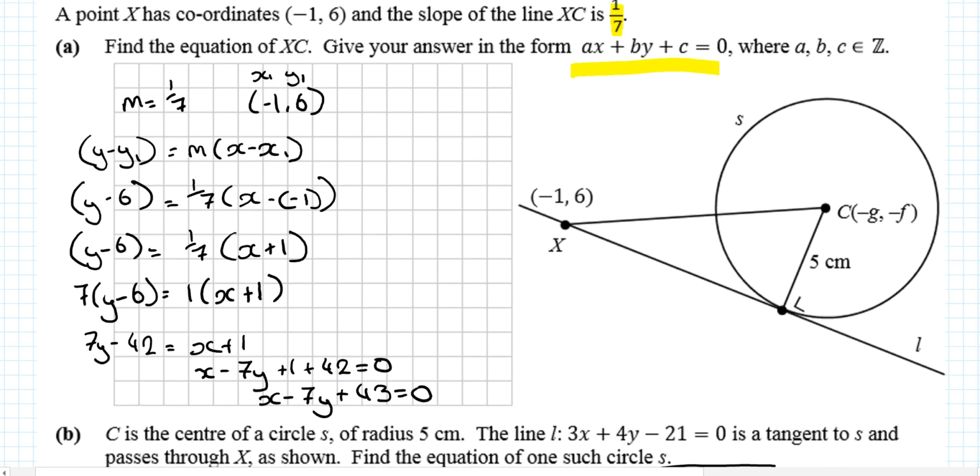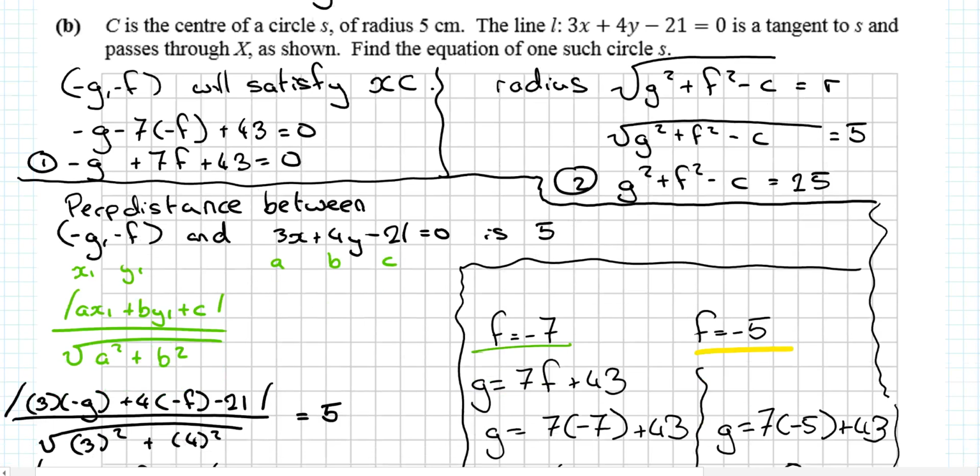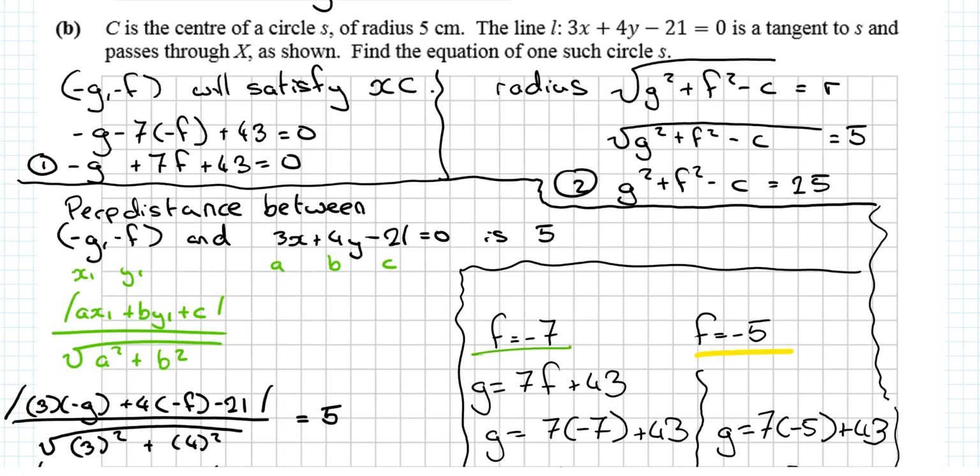The next part of the question is much longer. There's no point in trying to sugarcoat it. C is the center of a circle S of radius 5. Okay, we know the radius, so that's really important there. We can build towards this already.